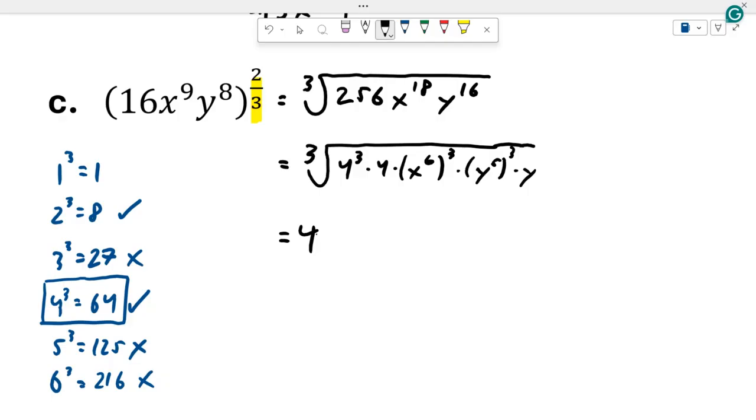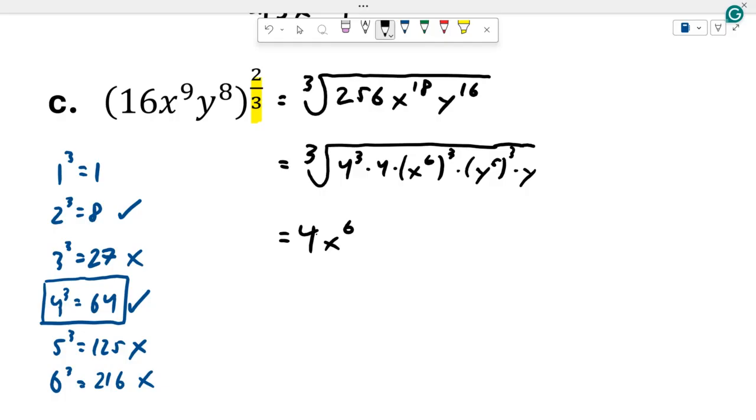The other 4 is kind of stuck, so we're going to ignore it for a second. Then we've got x to the 6th raised to the 3rd power. So when I take those 3 clusters of x to the 6th and pull them out from underneath the cube root, I'm left with just a single cluster of x to the 6th. The cubed and the cube root cancel, and I'm left with just x to the 6th.